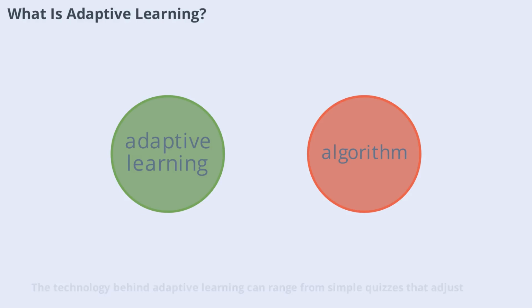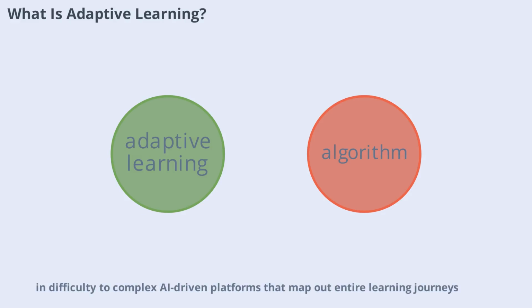The technology behind adaptive learning can range from simple quizzes that adjust in difficulty to complex AI-driven platforms that map out entire learning journeys. Understanding this foundation is key to appreciating the recent advancements in the field.